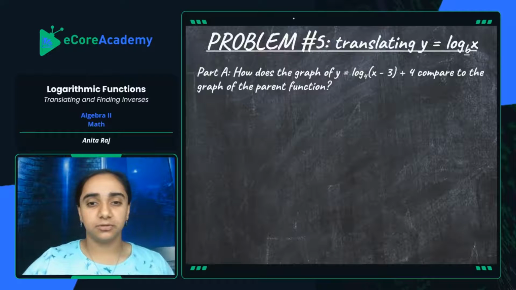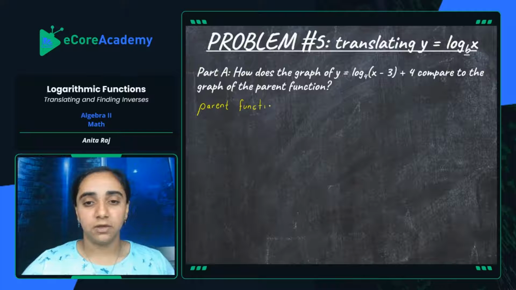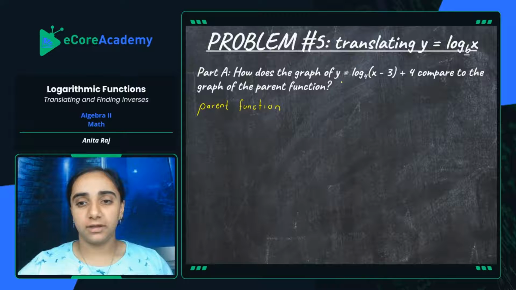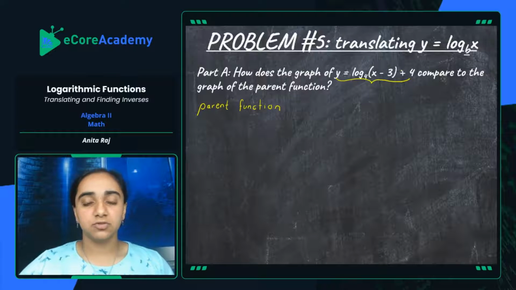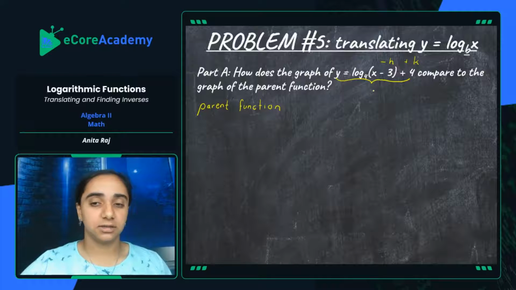First thing we're going to do is we're going to identify what the parent function is. So the parent function you can think of as like the parent of a family, in this case a function family. If you look at the problem we've been given, y equals log base 4 of (x minus 3) plus 4. So this minus 3 and plus 4, the translation, this is the minus h, and this is the plus k, if you remember from the previous video on translated log functions.